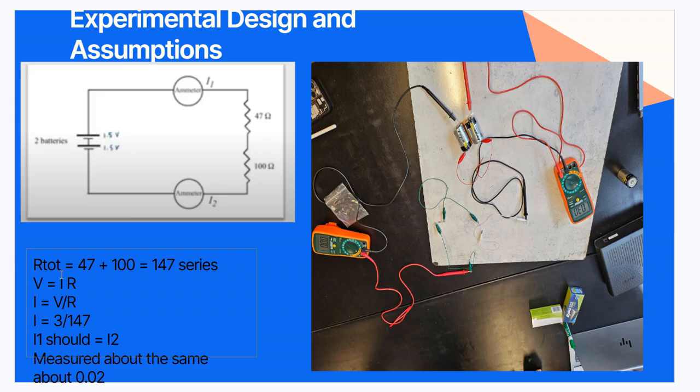R total equals resistance plus resistance, 147, because they're in series, so the total resistance is 147. So we know that I1 is going to equal I2 because the total current is the same across the entire circuit. So we can just do V equals IR for the full resistance of the full circuit. So I equals V divided by R. I equals 3 over 147. I1 should equal I2, and they measured about 0.02, and 3 over 147 is about that.